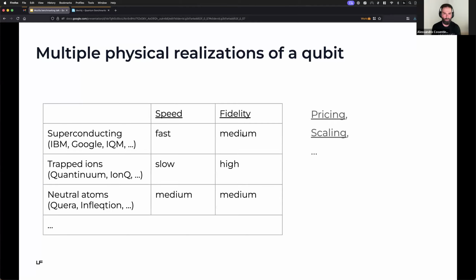So it may be that you are able to come up with a technology and a physical realization of qubits that is very fast and has very low error, but is incredibly expensive and nobody can afford it, in which case it's useless. Or you can have a technology for which you can build maybe 10 qubits, 20 qubits, but it cannot scale above that. And that's also very important.